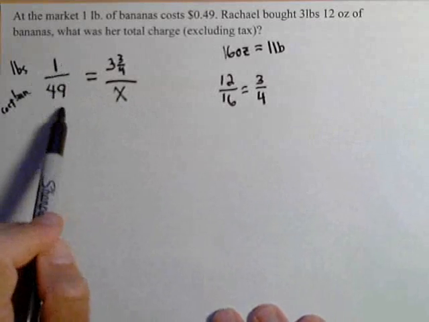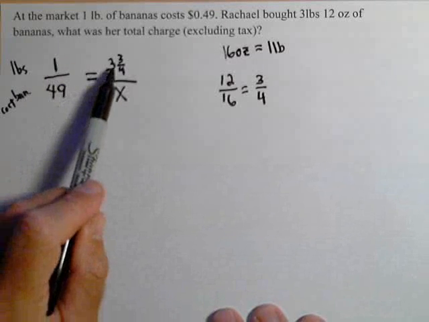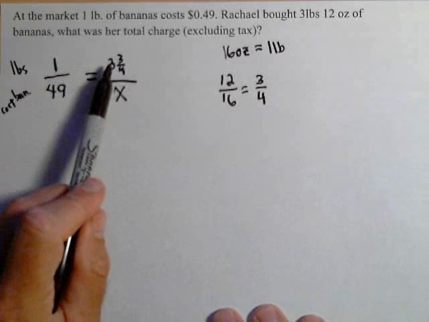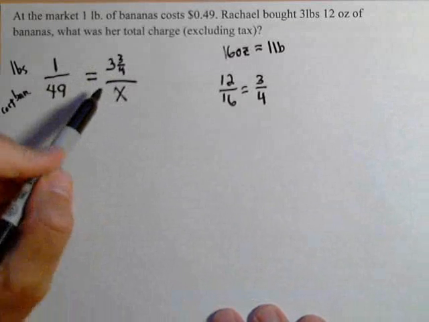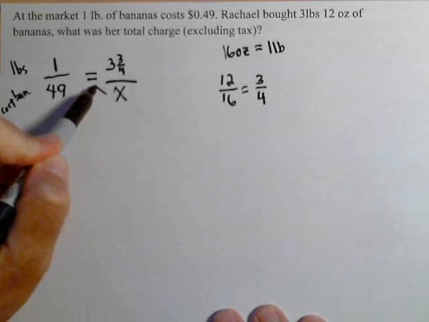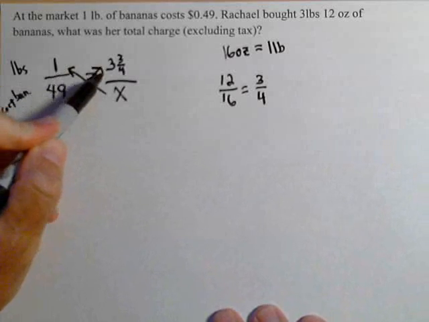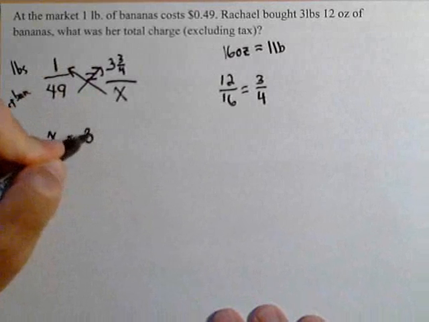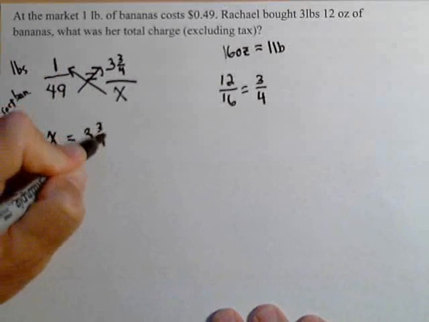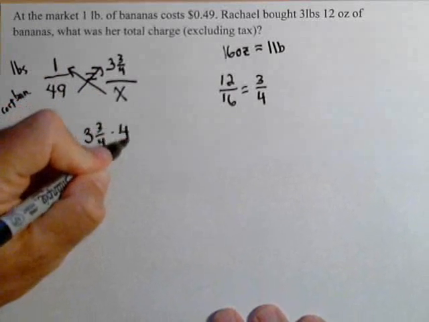We've got to make sure that we're either lined up horizontally or vertically. We could have done X over 49 equals 3 3/4 over 1. That would have worked as well. What we're going to do now is cross multiply. So we get X equals 3 3/4 times 49.